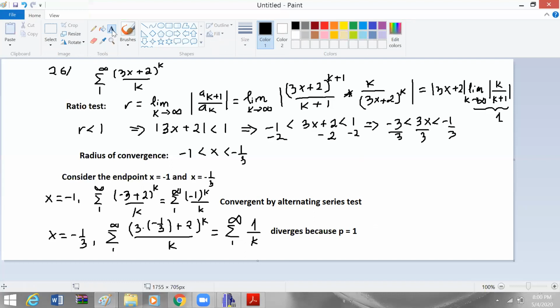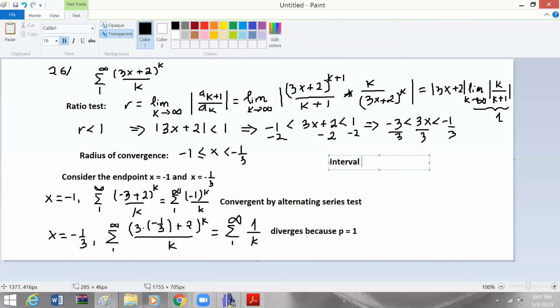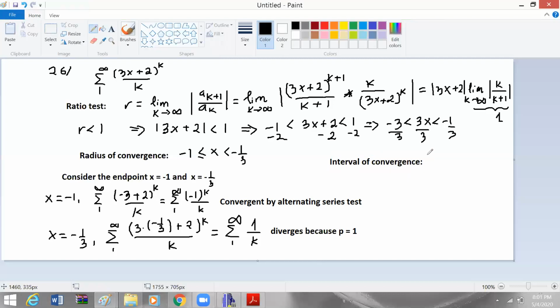So pretty much it. So for the interval of convergence, we need to include the equal sign for -1, right? So at -1 this is convergent, and we also write down the interval of convergence. Remember when we include negative 1, I have to put the bracket. So -1 to negative 1/3. At -1/3, the series diverges, so we have to put down a parenthesis for that.